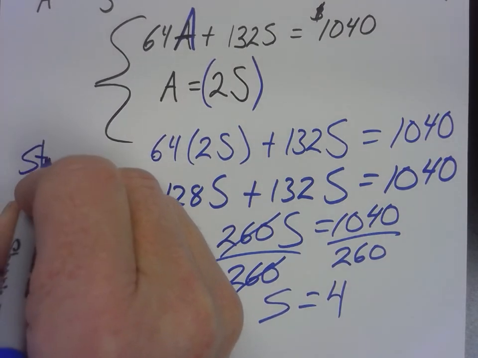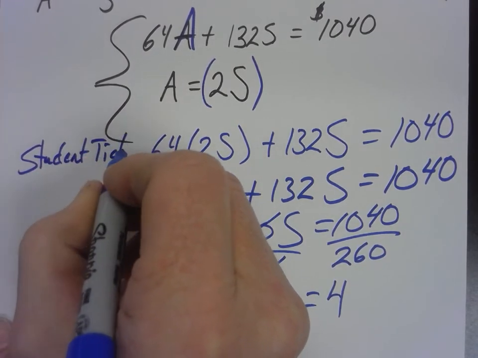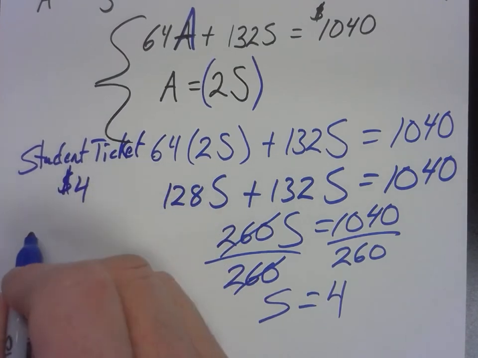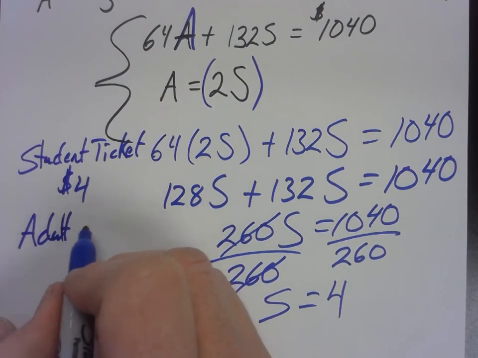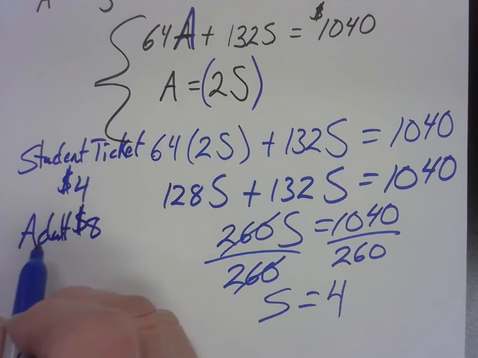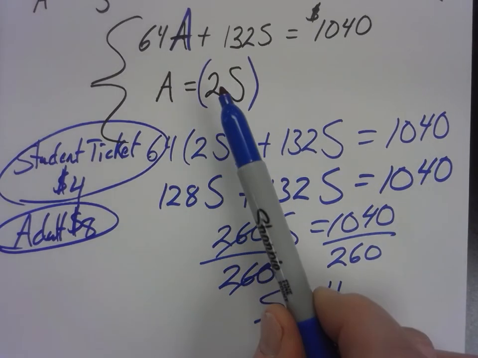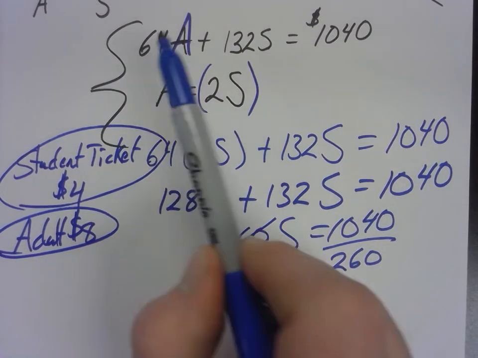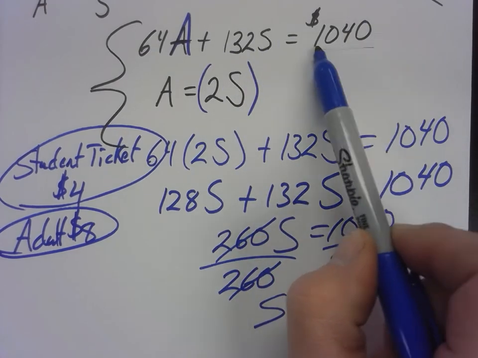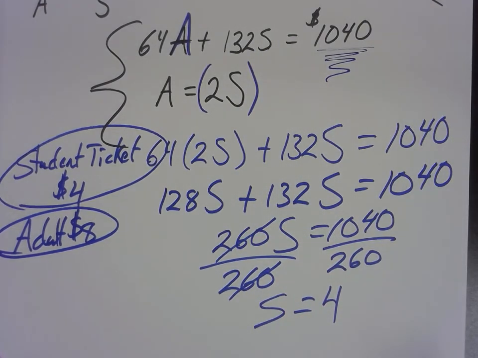Okay, so there's our answer. Student ticket, $4. Adult ticket, $8. And that's the only combination where adult tickets can be twice as much, and we can have 64 adults and 132 students and have them add up to this value right here. Now, are you going to be given a story problem like this? Very, very similar to this? Okay, so you should be able to set it up and make that happen.